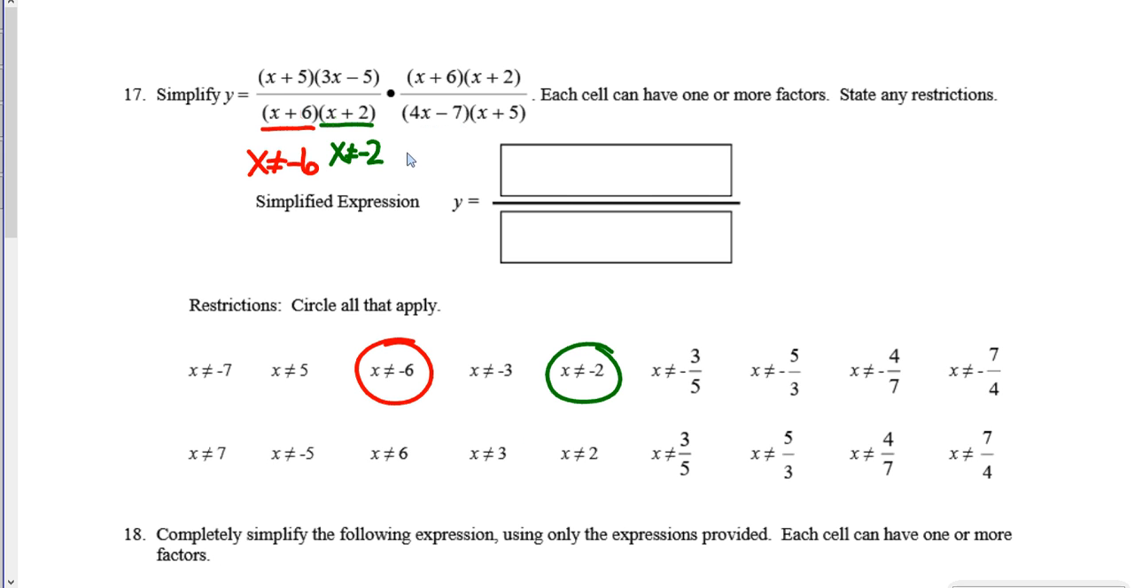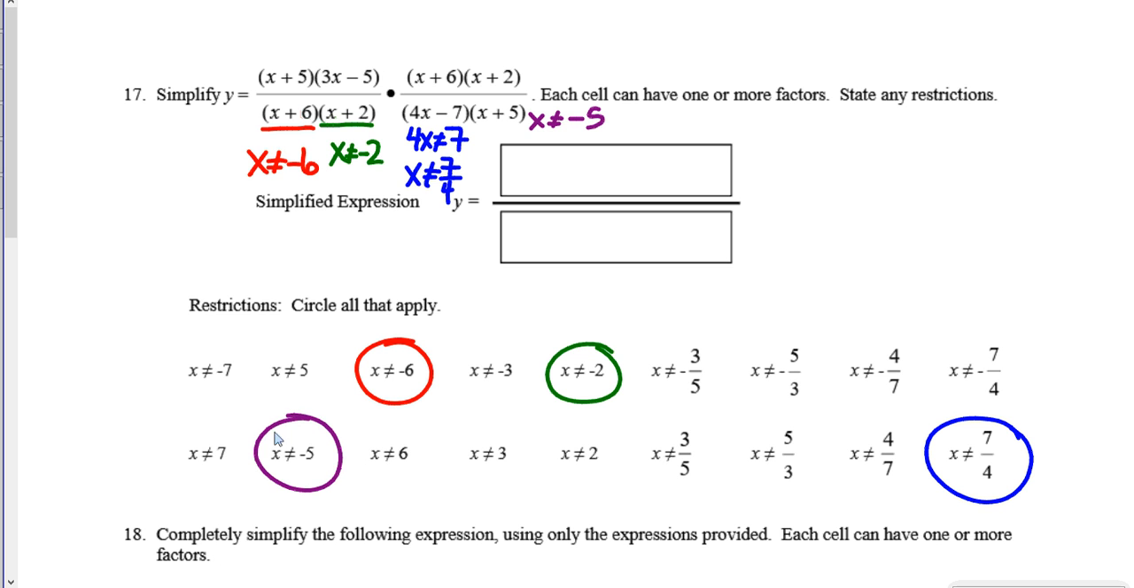4x minus 7 cannot be 0. So if I'm setting this equal to 0, I would move the 7 over by addition and then divide by 4. So x can't be equal to positive 7/4. And then I have one more. If x minus 5 can't be 0, then x can't be positive 5. And there's that answer. Now I also need to reduce these.